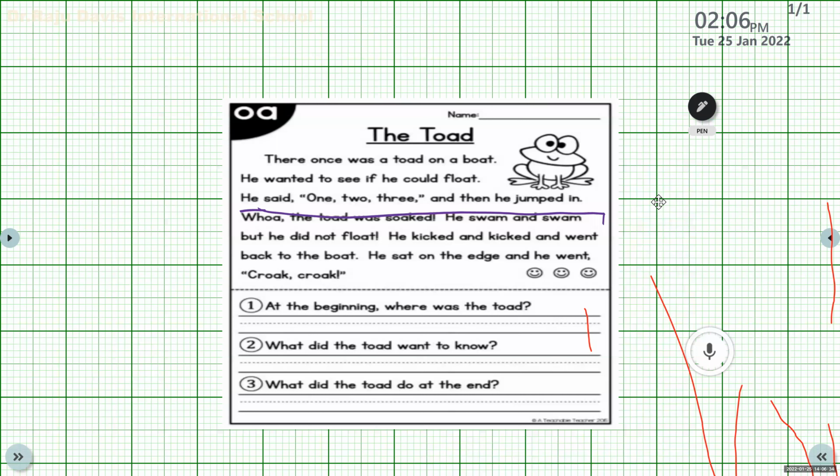Ma'am, did you read? Once was a toad on a boat. He wanted to see if he could float. He said 1, 2, 3, and then he jumped in. Good. Keep reading. Oksana, come on. Yes, ma'am. Read.